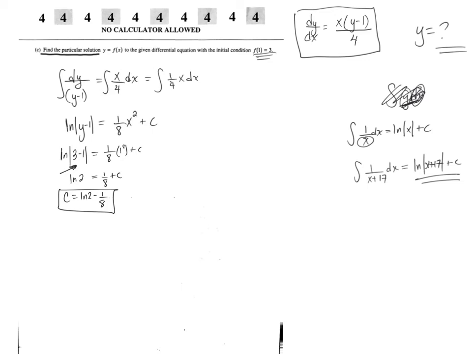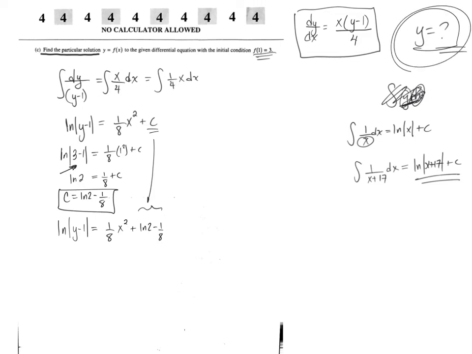And now we're in business, but we're not done, because we now can write the ln of the absolute value of y minus 1 is 1/8 of x squared plus the ln of 2 minus 1/8. So I've just taken this c value and replaced it with its equivalent. But we have to get y equals. That was our goal, is to get y equals. And we don't have y equals yet.